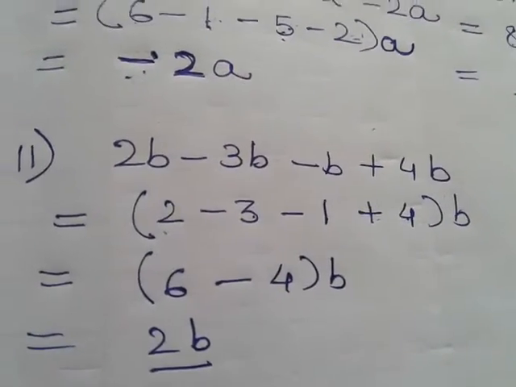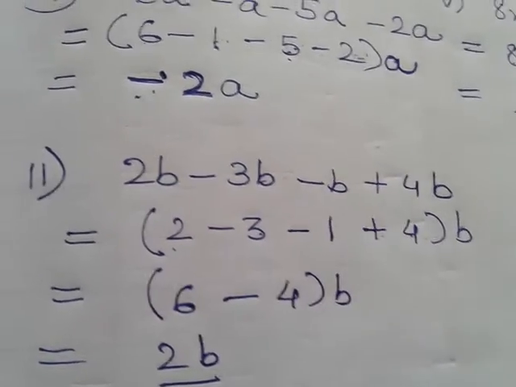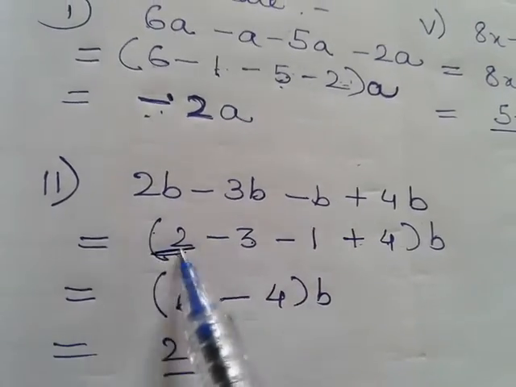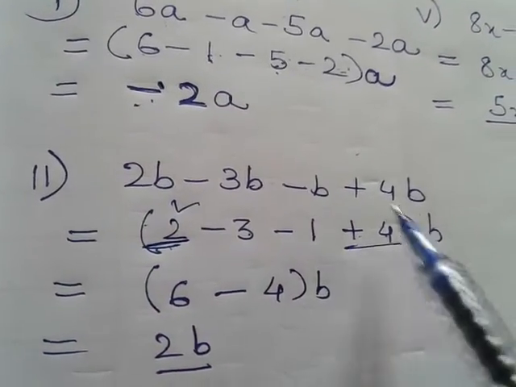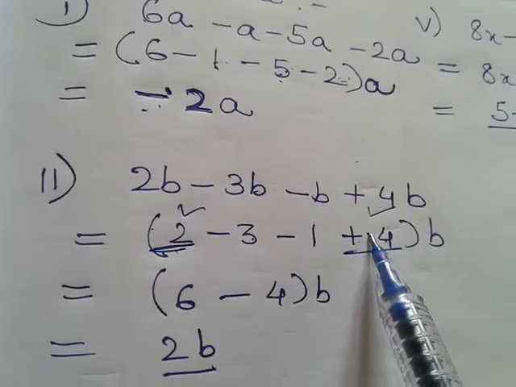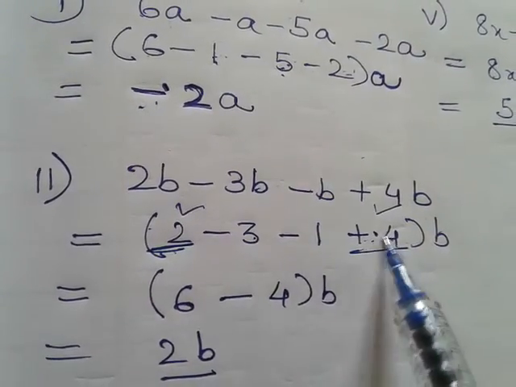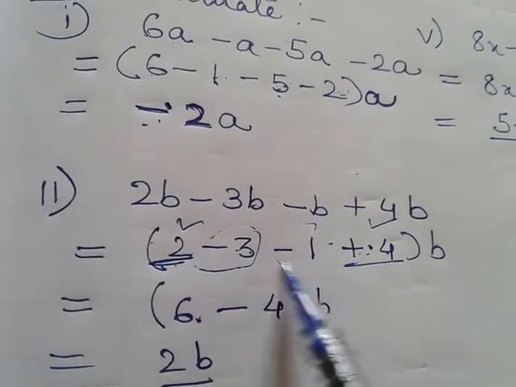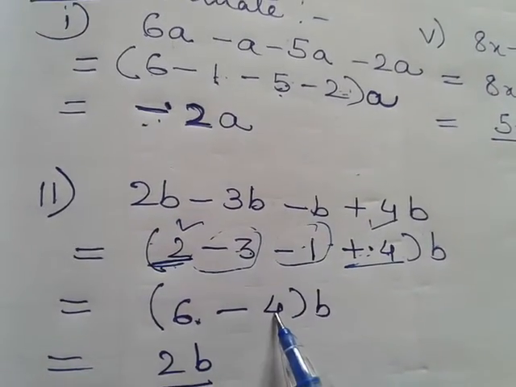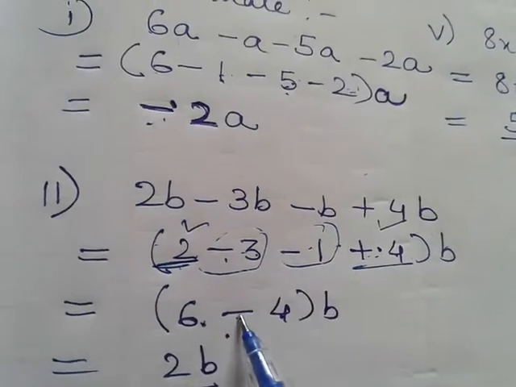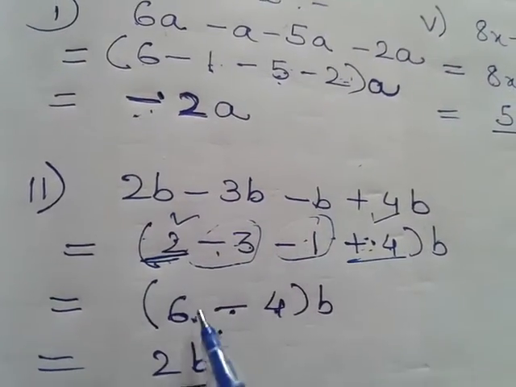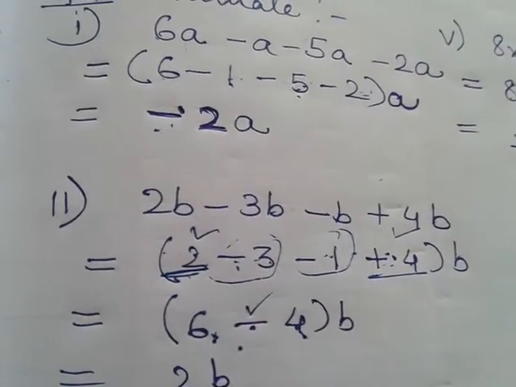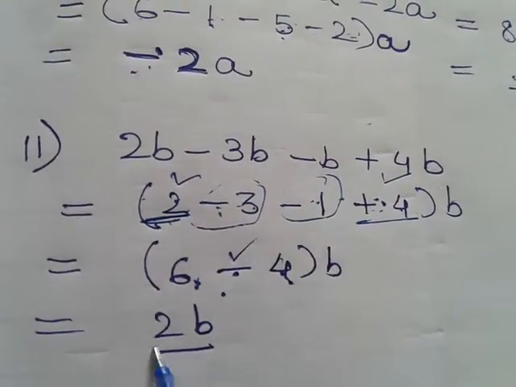Here in this case I have used another rule. Add all the positives. Which are the positives? No sign means positive, and plus 4 is positive. So I have added 2 and 4, 6. And add all the negatives. These are the negatives, so 3 plus 1, 4, with the sign of course, and subtract them. So 6 minus 4, 2b.